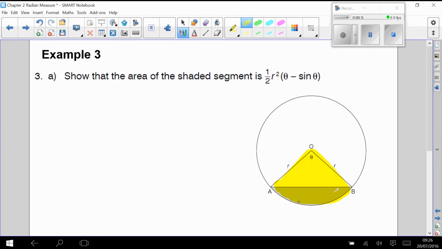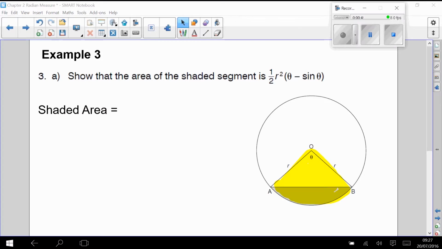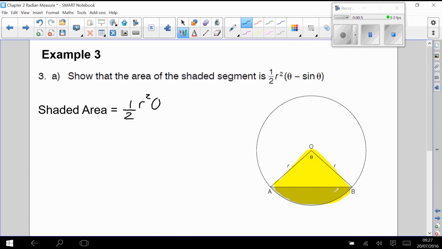We would need to know both the formula for the sector and the formula for the area of a triangle. So in other words, the shaded part that I would need is the area of the sector, which is given to me by a half r squared theta, and minus the area of the triangle, and that is going to be a half, times the two adjacent sides, which is r times r, which is r squared, all times sine of my angle, which is sine of theta.